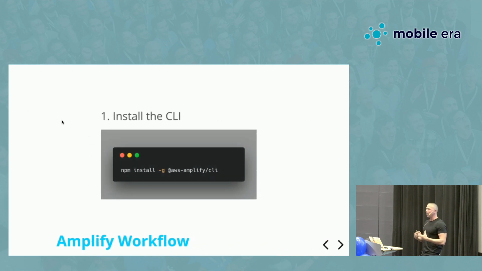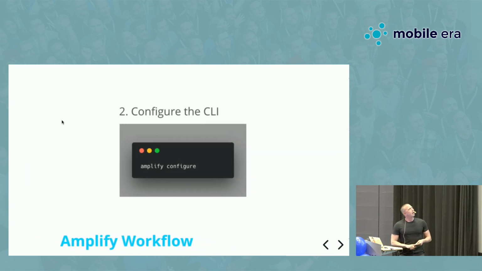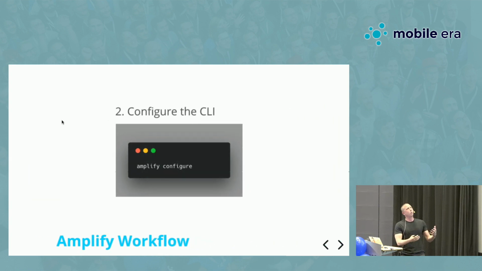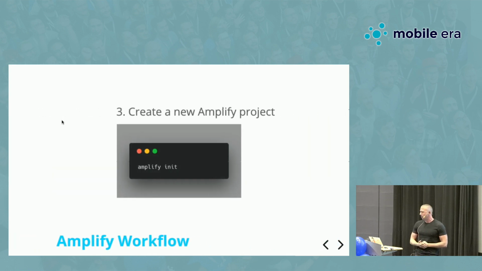So, getting up and running with the CLI. First of all, you install the CLI by running npm install -g amplify CLI. Then you configure the CLI. You do this one time. Once the CLI has been installed, you have to let it know about the AWS user that's going to be creating all of this stuff. So you run the configure command to let the CLI know which user is going to be creating stuff.